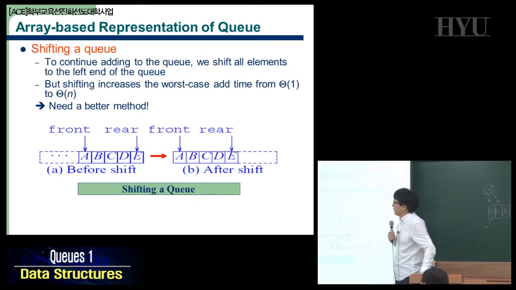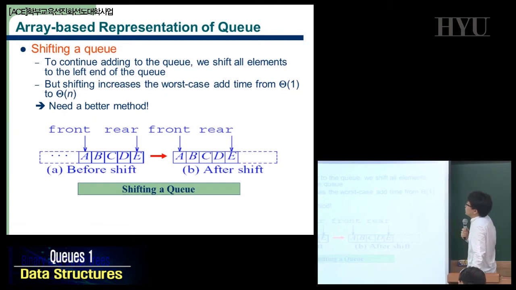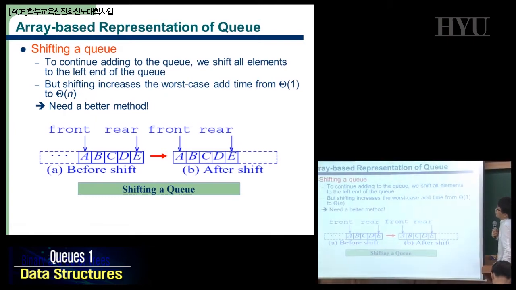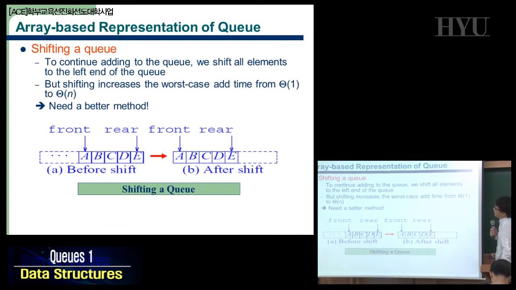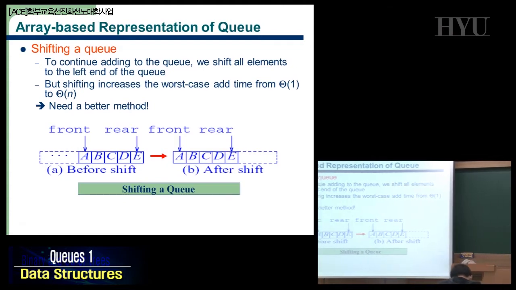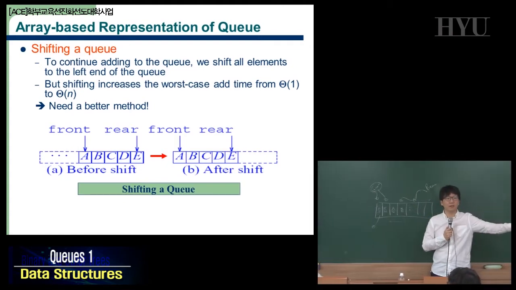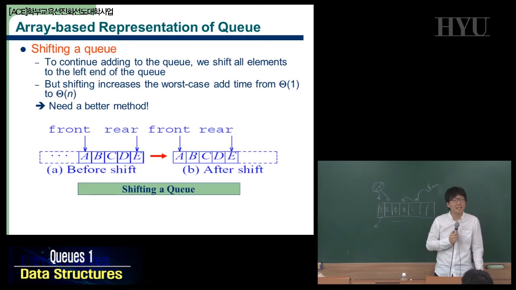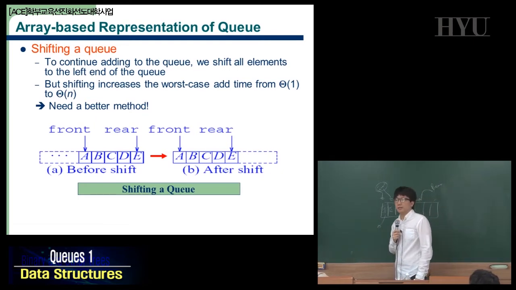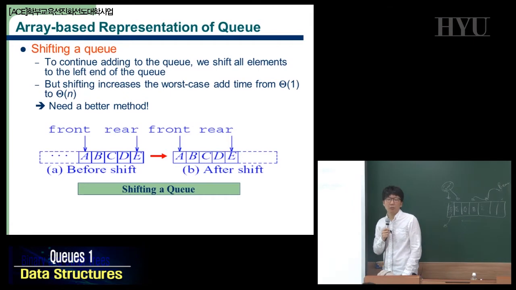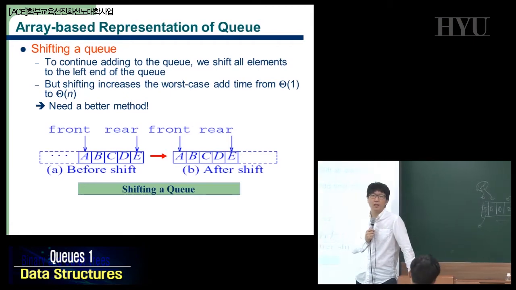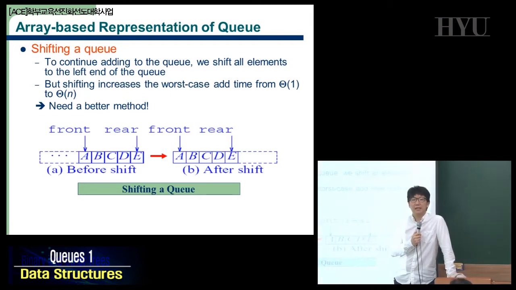Good. To continue adding to your queue, we shift all elements to the left end of the queue, but shifting increases the worst case time complexity to order n. We need a better method. When we hit the end, we could shift everything that's left into the left side again and start from there. But that is another shifting process, so it's not a constant operation. Once in a while, we need to do an order n operation. It says it's not a good approach.